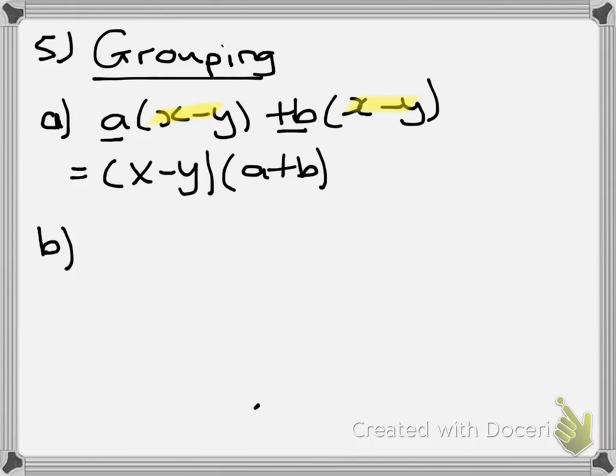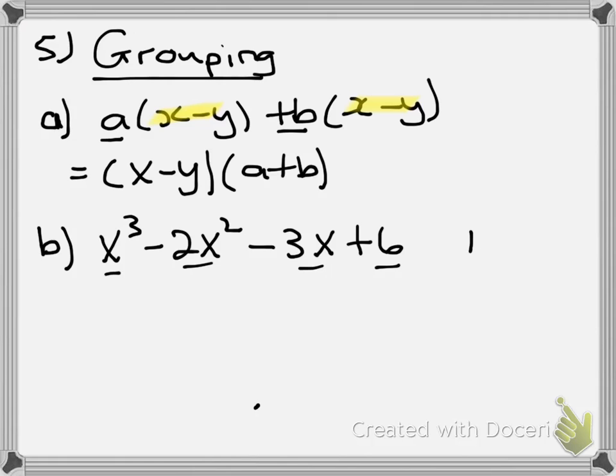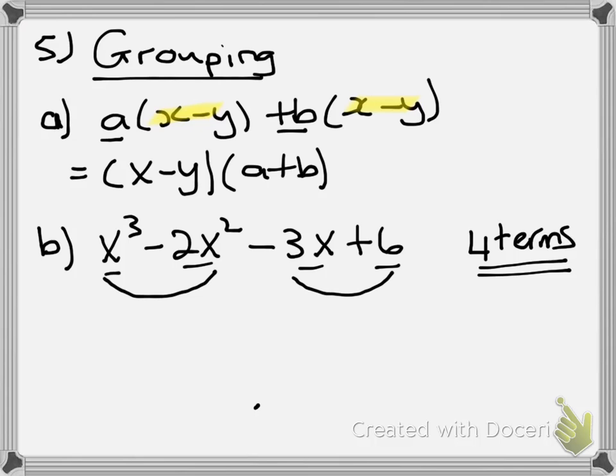So let me grab the example in the course packet. X cubed minus 2x squared minus 3x plus 6. And now the first thing we need to notice is we have 1, 2, 3, 4 terms. 4, 6, 8 terms is always grouping. Always grouping. How do we group this? We take these two and these two. We can reorganize it, just the way we want it. But let's take the first two together and then the second two.